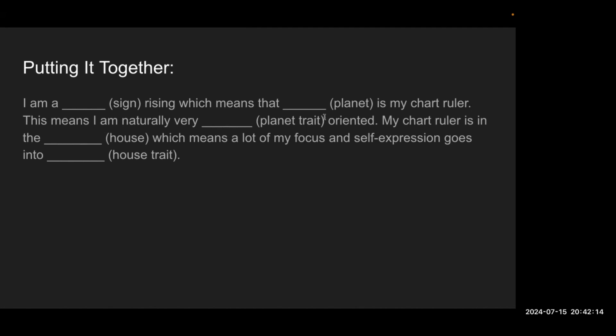I did miss some chat comments. I'm so sorry. Michelle said, Cancer rising, ruled by the moon. I'm naturally very nurturing. My chart ruler's in the third house, which means I focus on communication, learning, and possessions. Communication, learning. Did I put possessions on the third house? That's interesting. But communication, learning, writing, yes, Michelle, you nailed that perfectly. And I'm kind of cheating because I know you personally, but I do feel like that resonates with your energy. Do you feel like that resonates, Michelle?